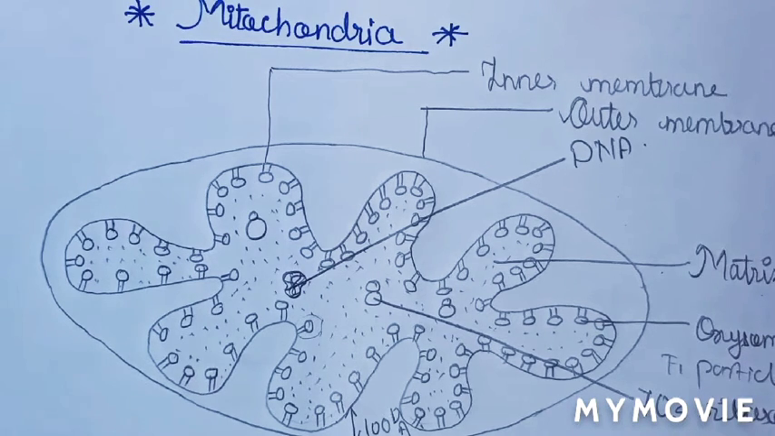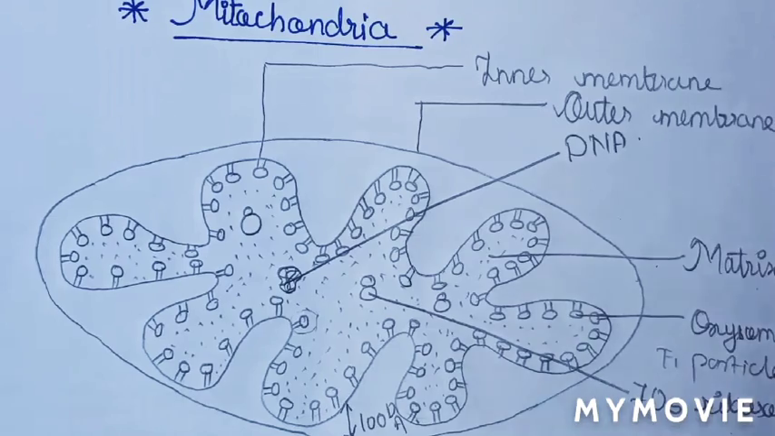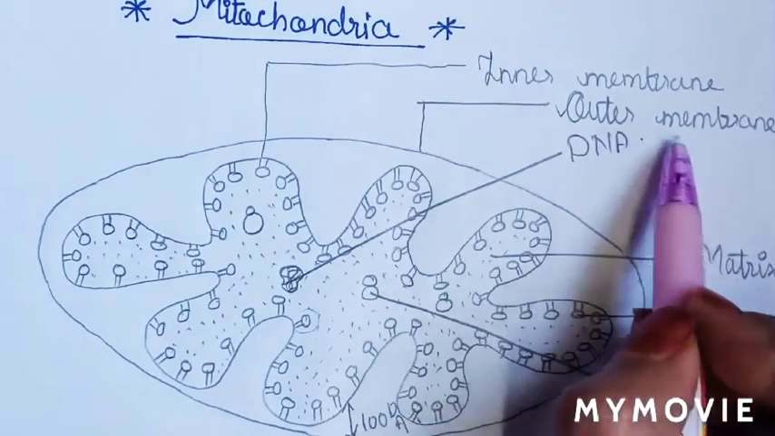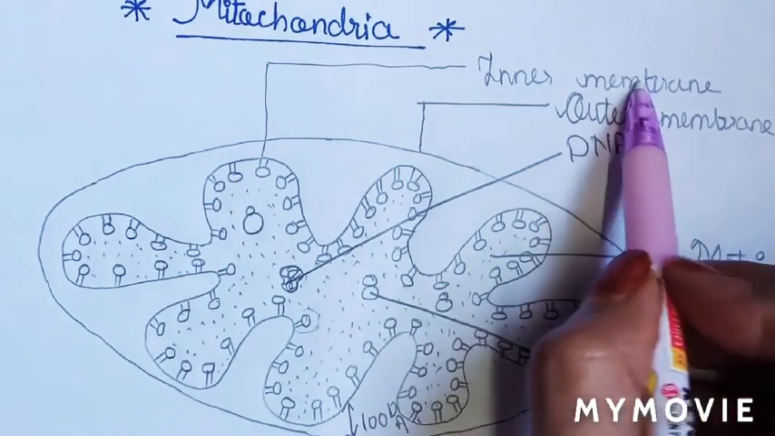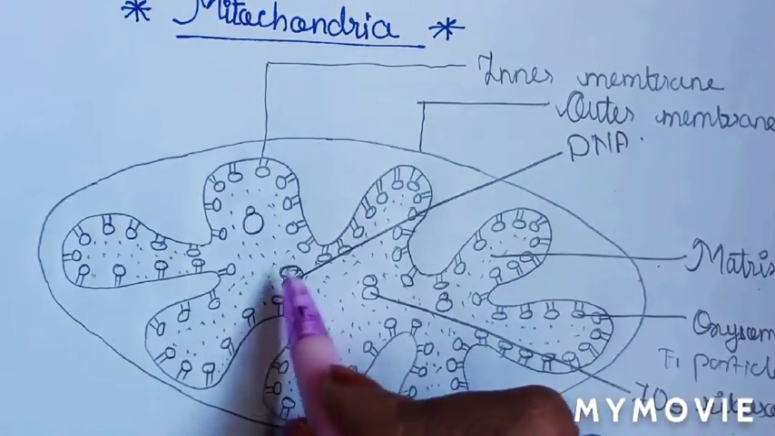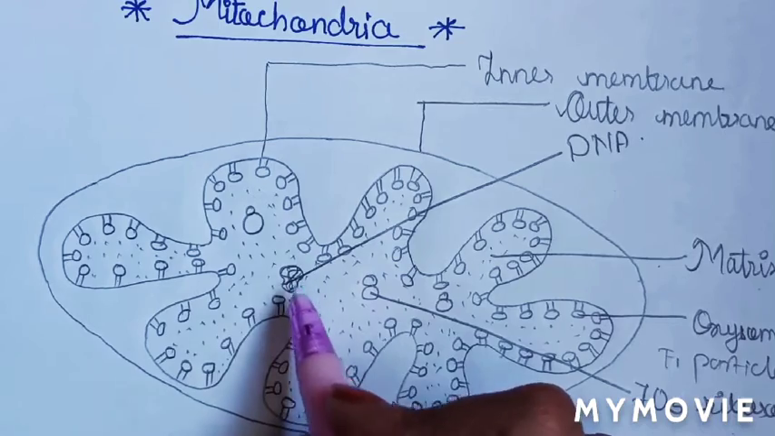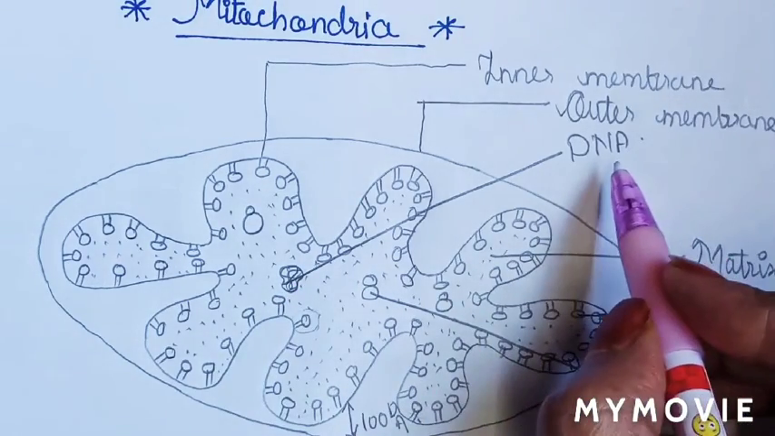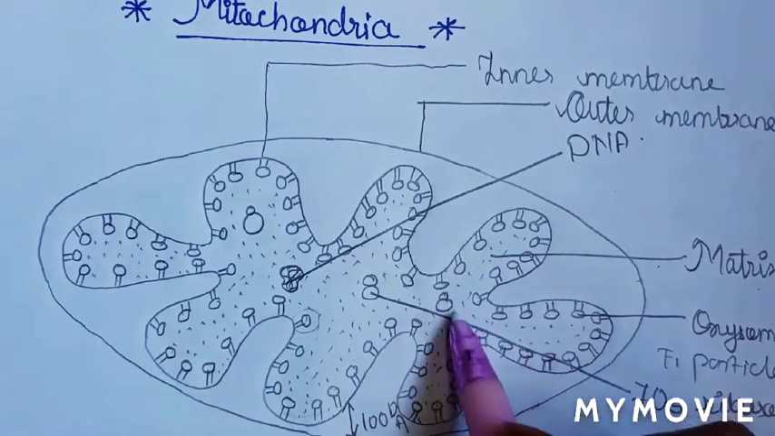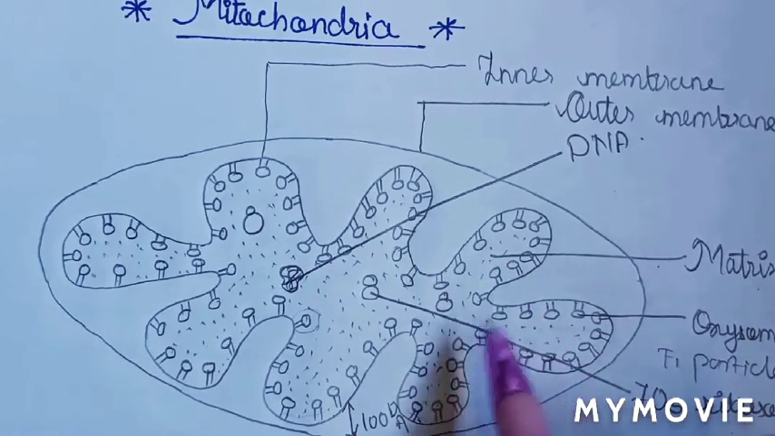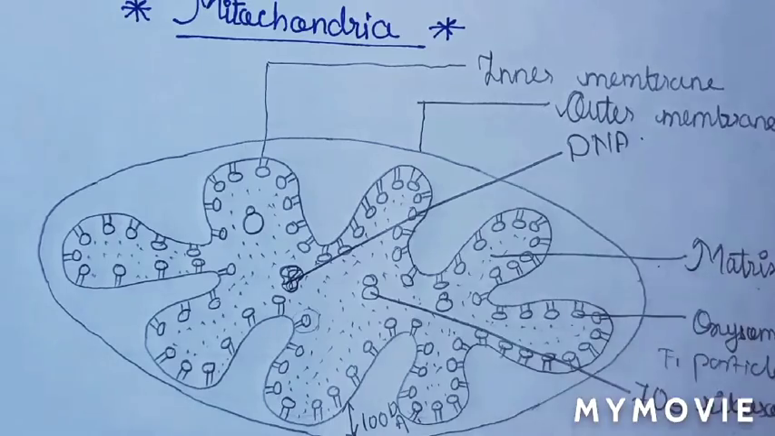In the previous video, we saw the history or the discovery of mitochondria. Now in this video, we are going to see the structure of mitochondria. Here you can see the structure of mitochondria. This is the outer membrane, which is more permeable, and this is the inner membrane, which is less permeable. Here you can see the round structure in which a thread-like structure is present. This is DNA. And here you can see the fluid part, the liquid part, which is known as the matrix.